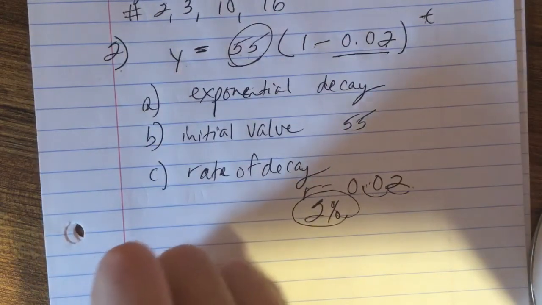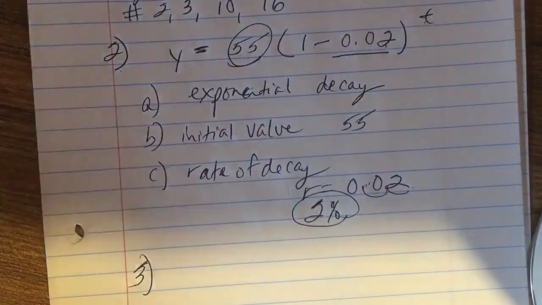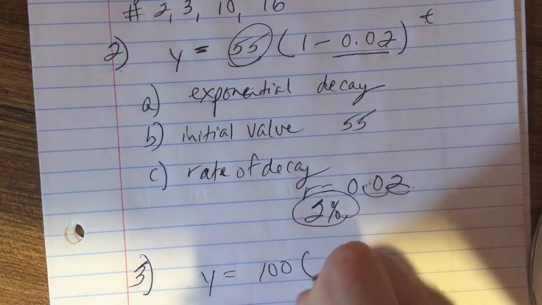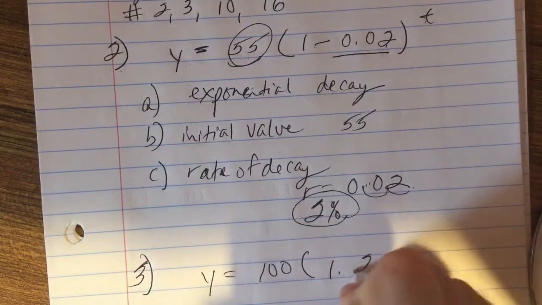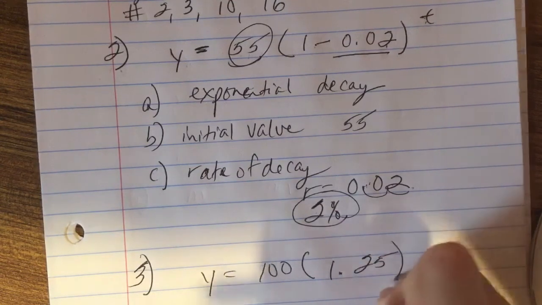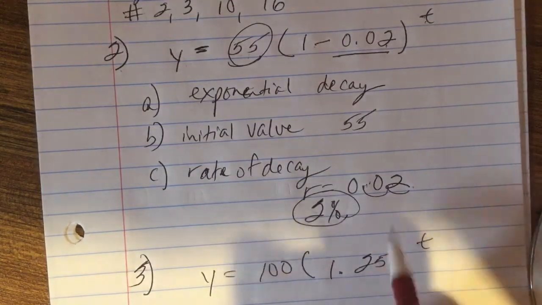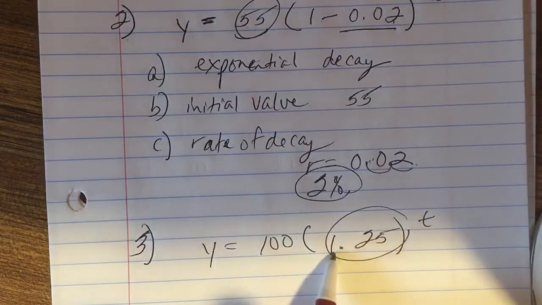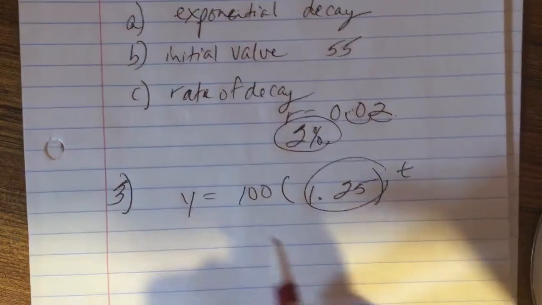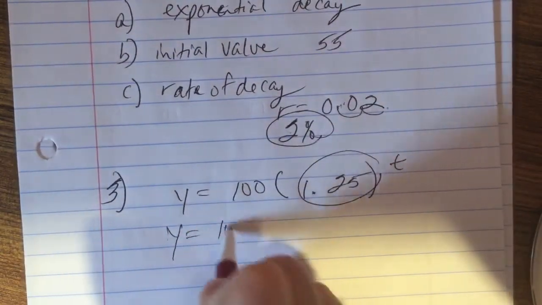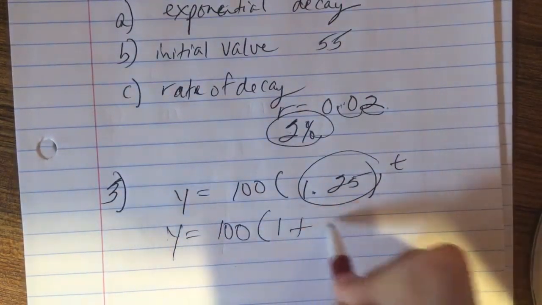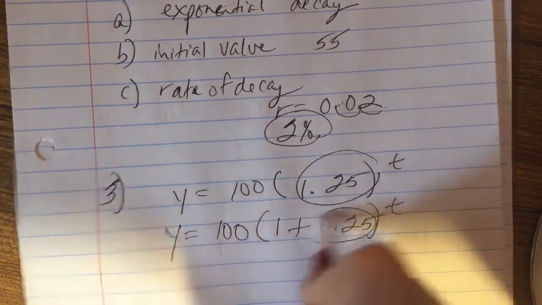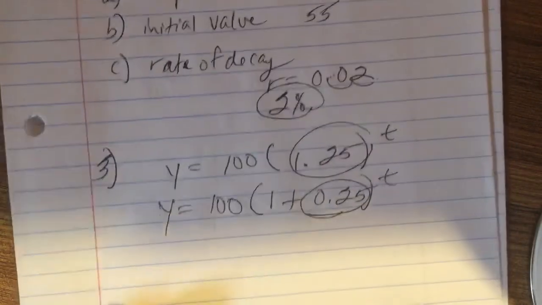Question number 3. The equation is y equals 100 times (1.25) raised to the t power. In this case, they have already combined the 1 and the 0.25. So another way of looking at this is that this is y equals 100 times (1 plus 0.25). This way you could see the rate a little bit more easily.